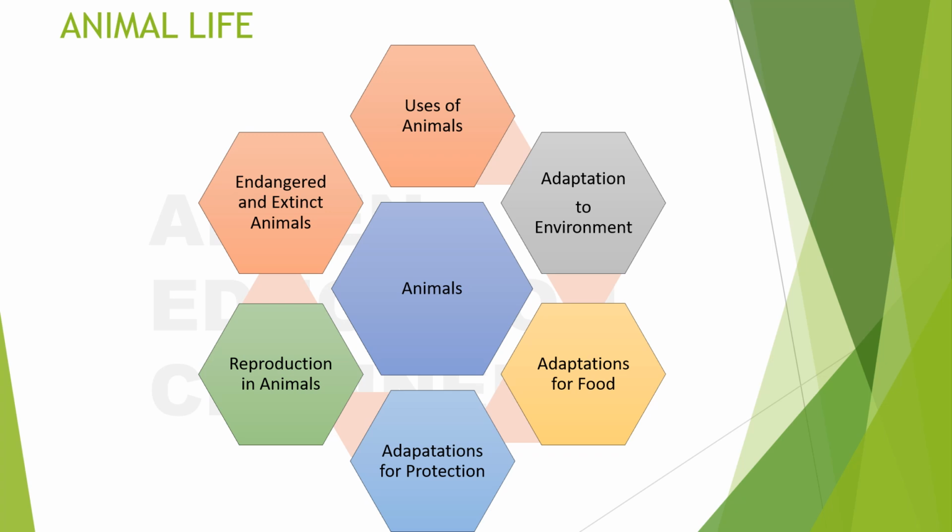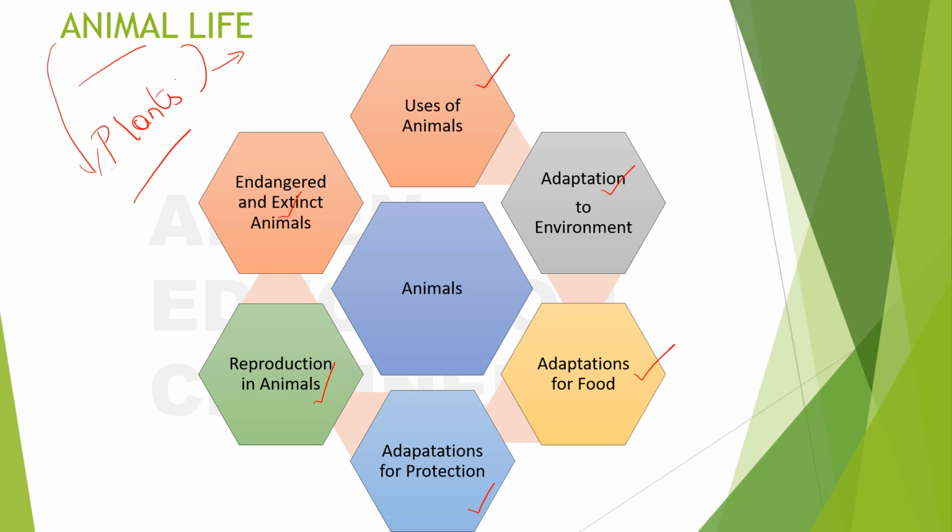In the last video, we wrapped up the chapter on plants. Now in this video, we shall look into animal life. These plants and animals are so basic, and they go with each other invariably, right? So it's very important that you understand animal life too. For this, we will see these topics: uses of animals, adaptation to environment, adaptations for food, adaptations for protection, reproduction in animals, and endangered and extinct animals.